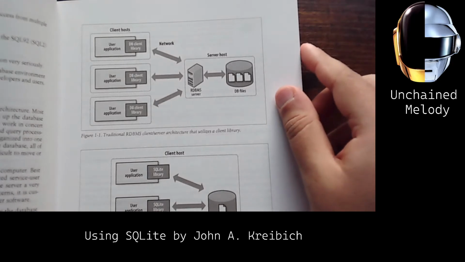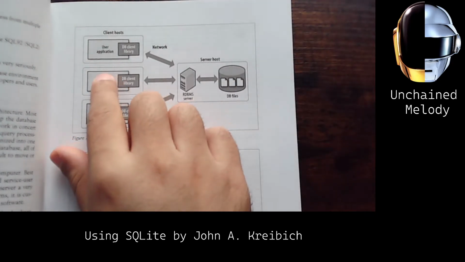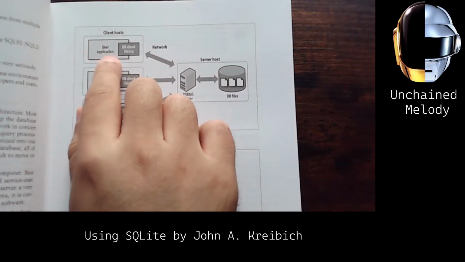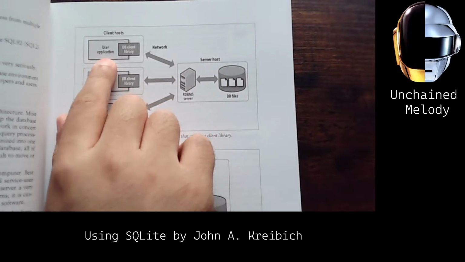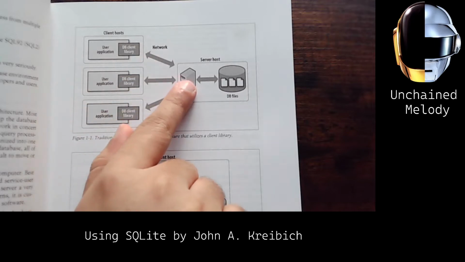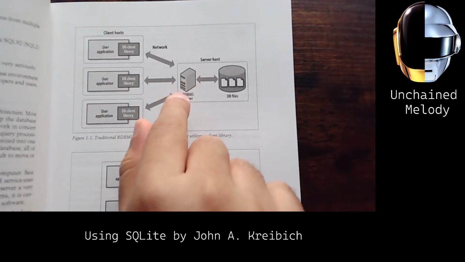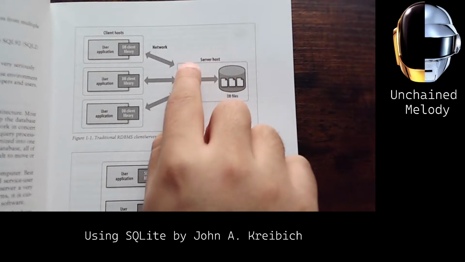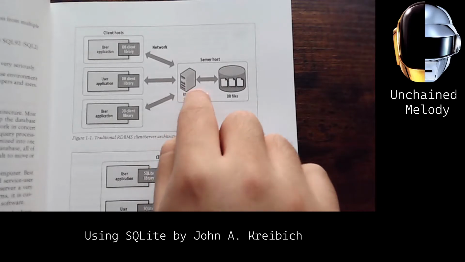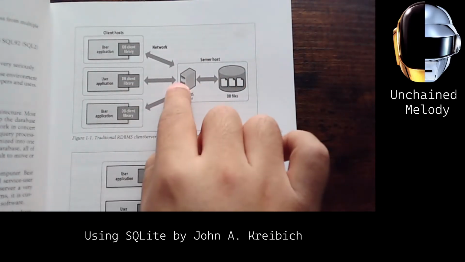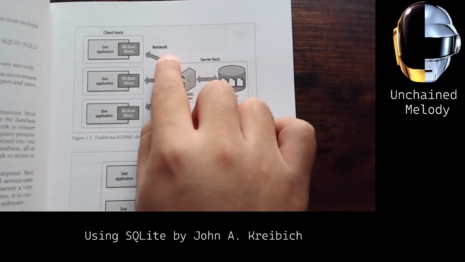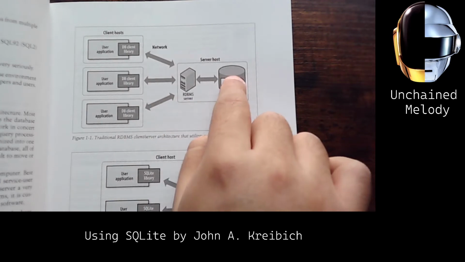So this is the difference as shown, as mentioned before, in a traditional RDBMS client-server architecture. We have a client host where a user application is there, and then a DB client library. That DB client library connects over the network to an RDBMS server, and there is a server host where the DB files are stored. The RDBMS server basically abstracts these files away from the client library, and it handles how to optimize the queries, how to handle multiple connections from the clients, and all of that stuff.